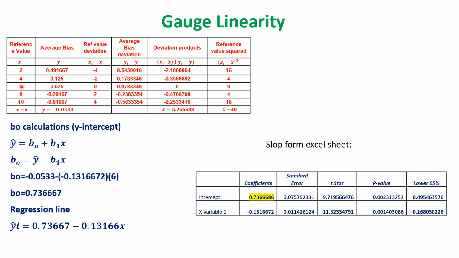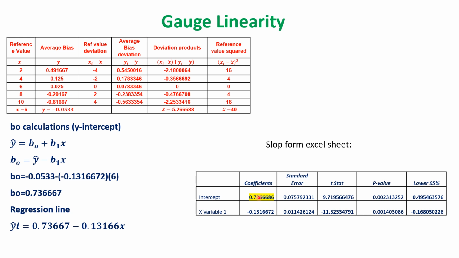So what is the x? That is the reference value average, you know. So all these values added together divided by n, that is 6. Now b0 I got 0.736667. So this is b0 or the intercept. The slope I already got. So I got the regression line. So this is the equation of the regression line.